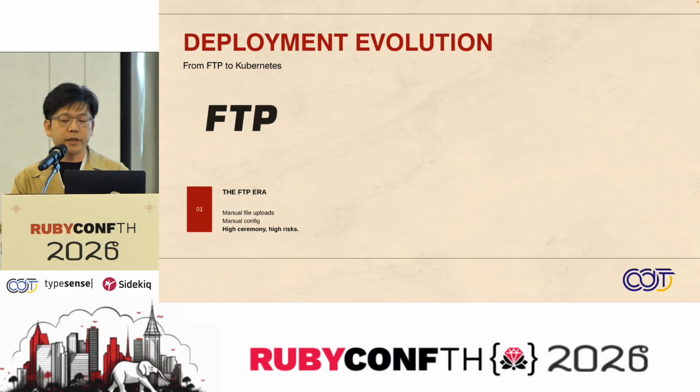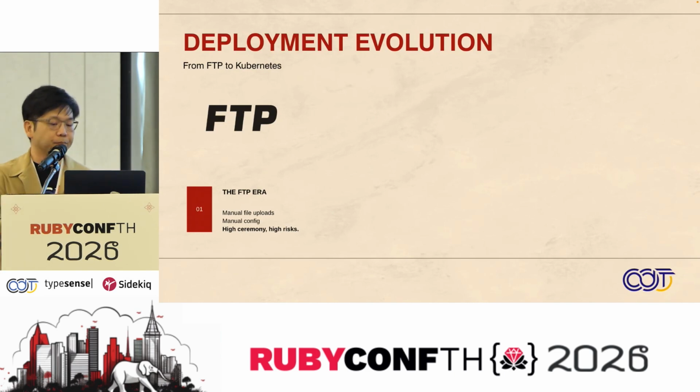No repeatable process, no consistent rollback story. It's easy for two servers to drift apart. Imagine trying to manage 10 or 20 cells this way. SSHing into each box would be a lot of work. It doesn't scale at all.